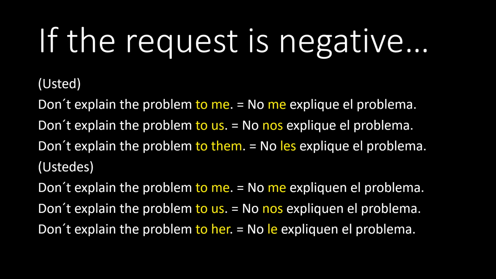Notice that on each of these, we have to put the indirect object before the verb. Now look at the examples with ustedes, when I'm talking to more than one of you and asking you not to explain the problem to me. Don't explain the problem to me. No me expliquen el problema. Don't explain the problem to us. No nos expliquen el problema. Don't explain the problem to her. No le expliquen el problema.